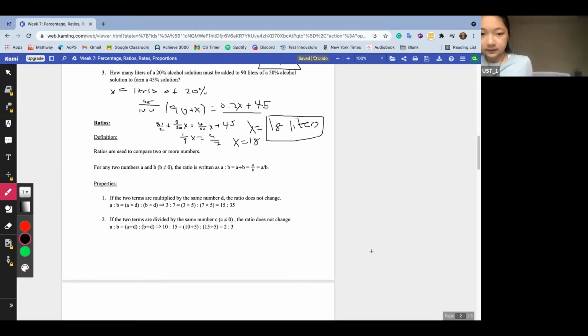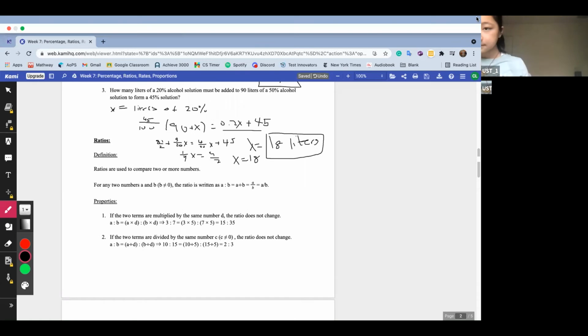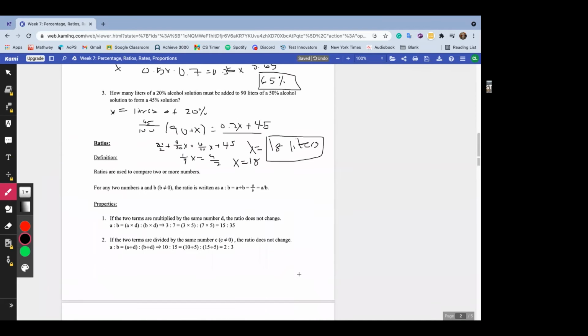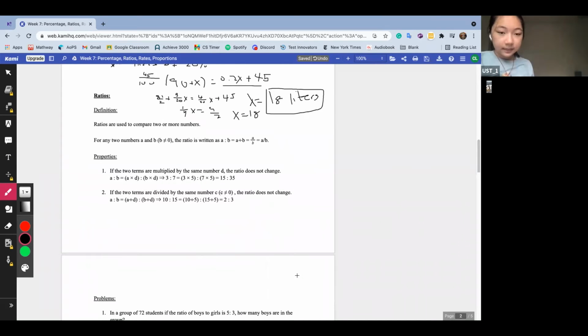Okay, so is it okay for me to move on to the next problem? Yes. Okay, so the next part is ratios. Ratios are used to compare two or more numbers. And these are the forms that the ratios can be written in: A colon B, A divided by B, A over B, and A slash B.